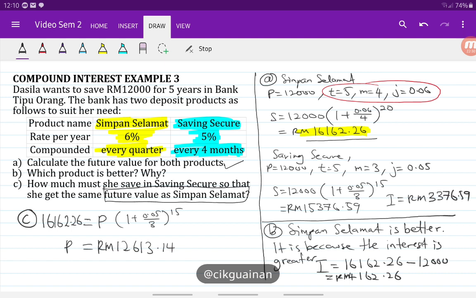in order for her to get the same amount as the future value of Simpan Selamat. Okay, I think that's all.